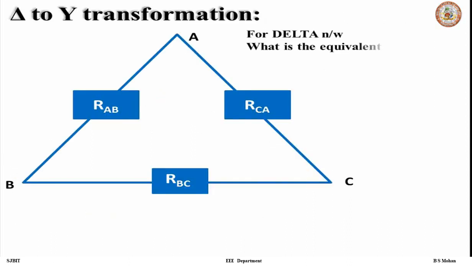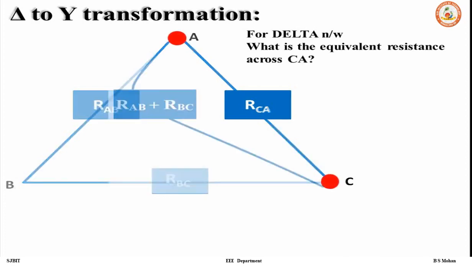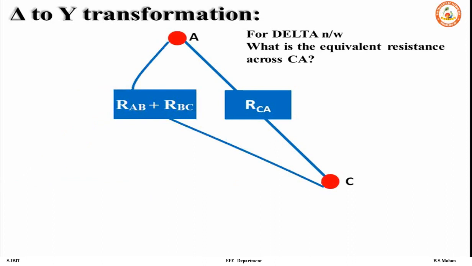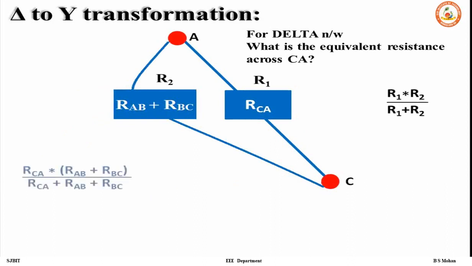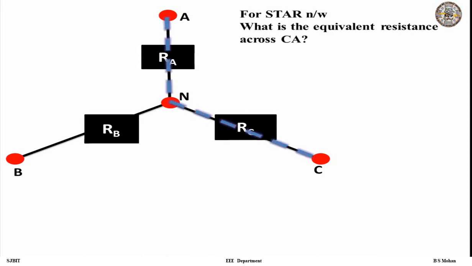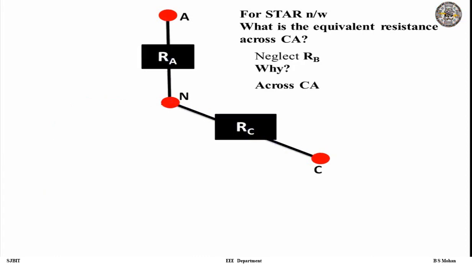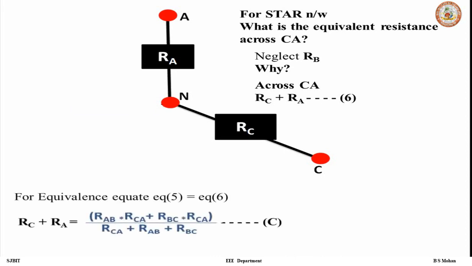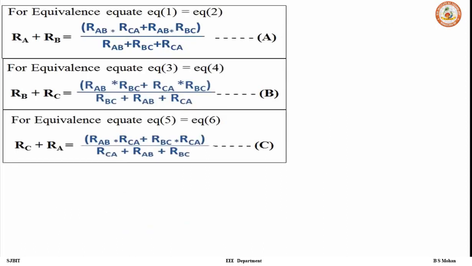Similarly, for the delta network, what is the equivalent resistance across CA? Neglecting point B, RAB plus RBC are in series, and these two branches are in parallel. Thus we write them as equation 5. For the star network, what is the equivalent resistance across CA? Here one can neglect RB, right? Thus across CA the equivalent resistance is RC plus RA. The equivalence is as shown in equation C. Thus A, B and C are the equivalents of star and delta.